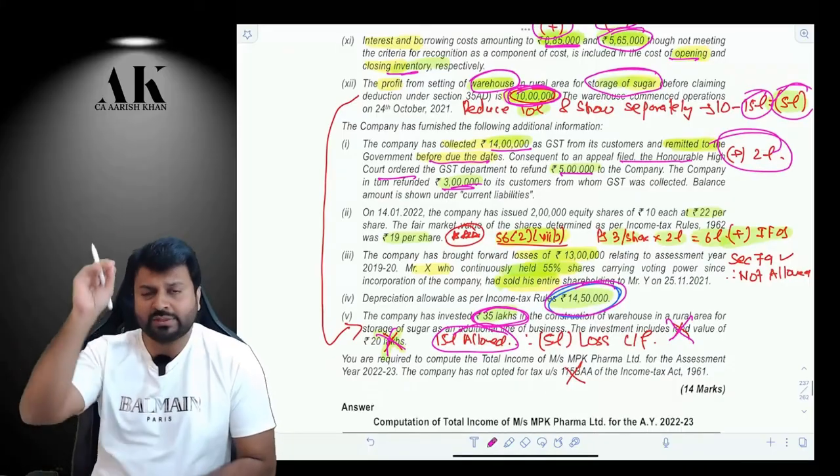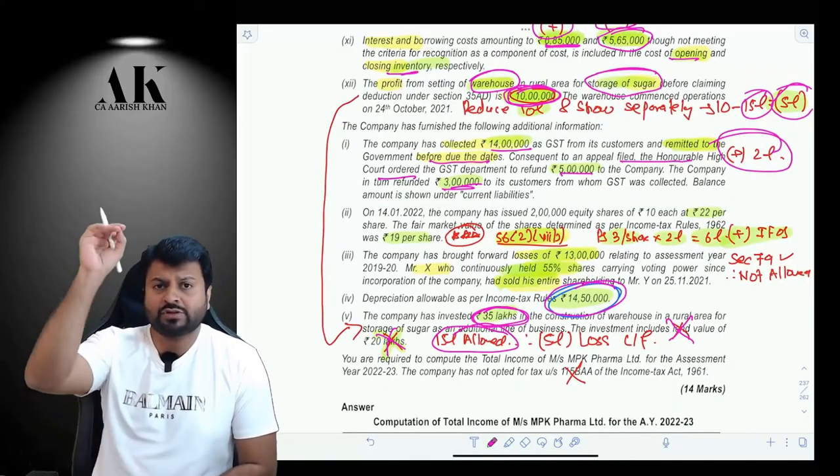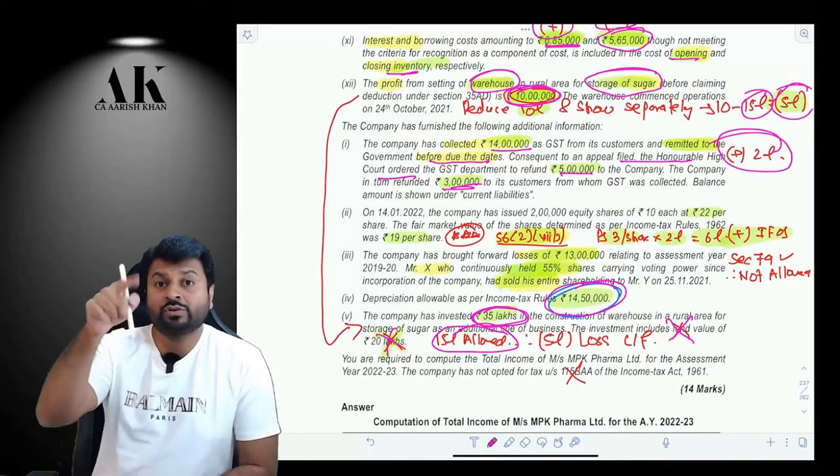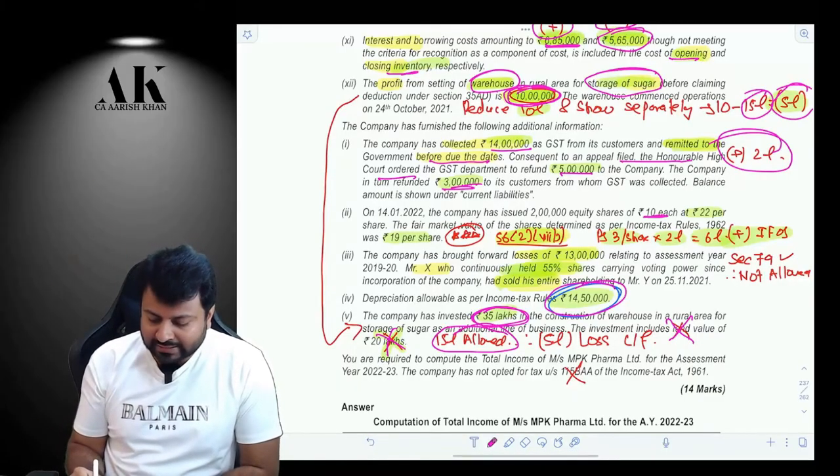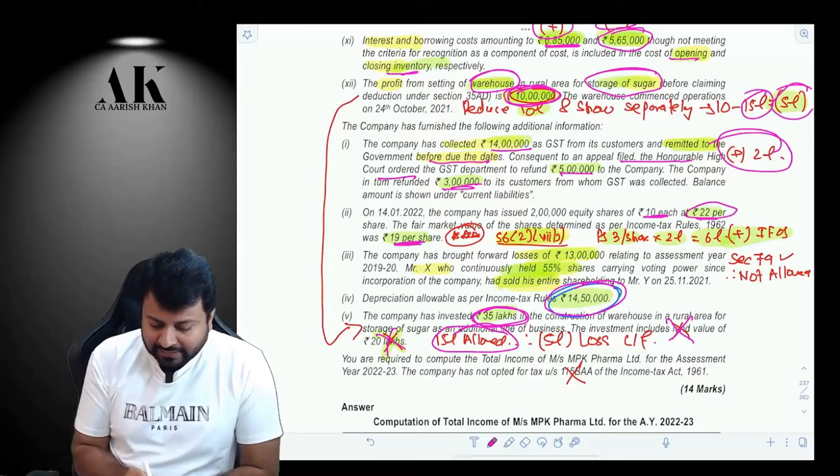Now the next two adjustments are the reason why we are doing this question. These are absolutely new adjustments. So this is a closely held company, as you can see in the very first line. And if a closely held company is issuing shares at 22 rupees, and if the fair market value is 19 rupees.